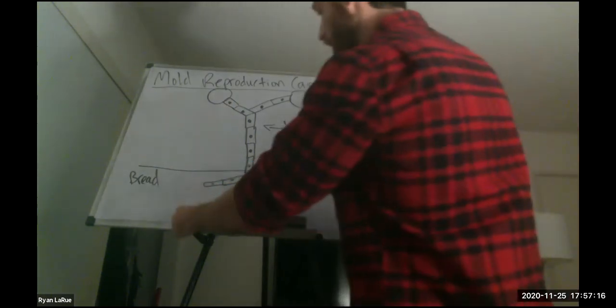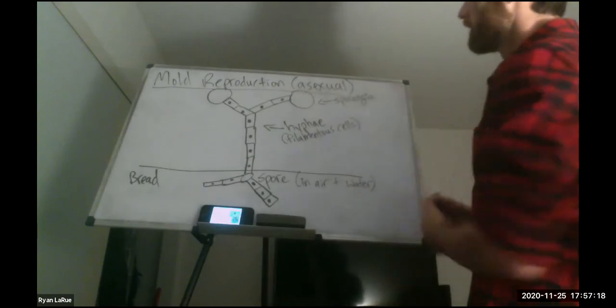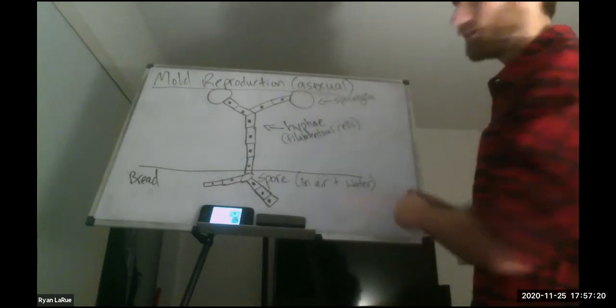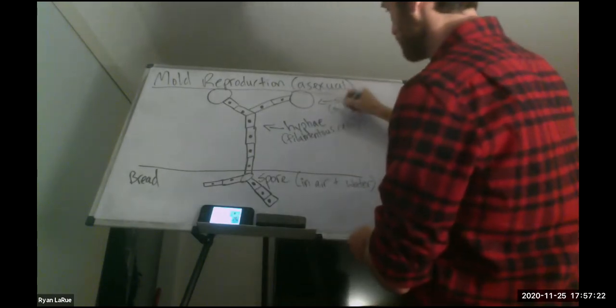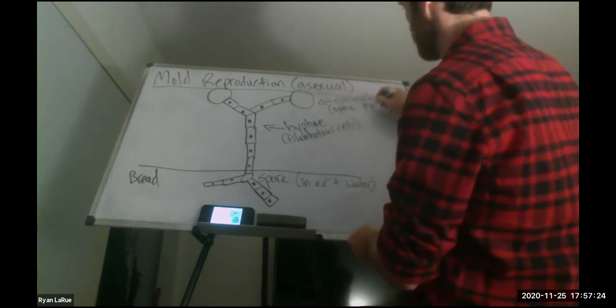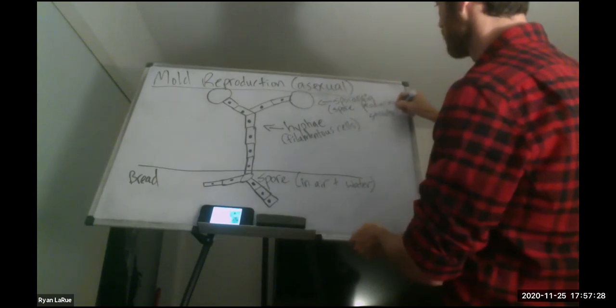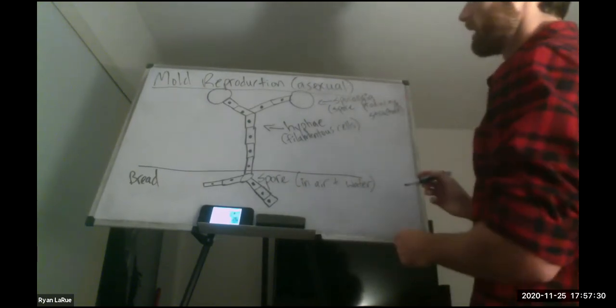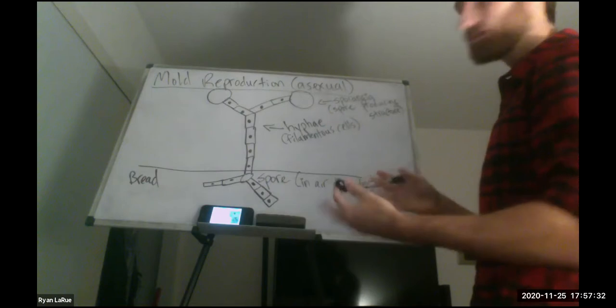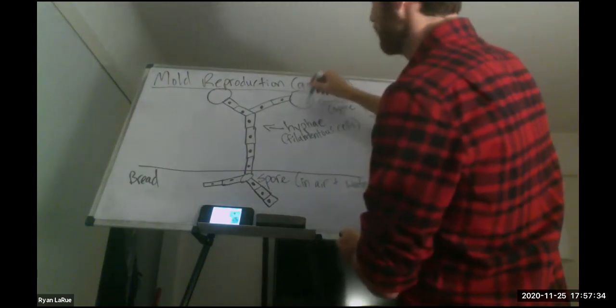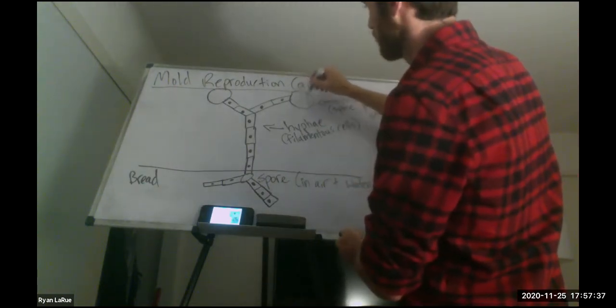And sporangia, right? These are the spore producing structures. So spore producing structures. And so there's going to be a bunch of spores inside. So I'm just going to draw these dots here.